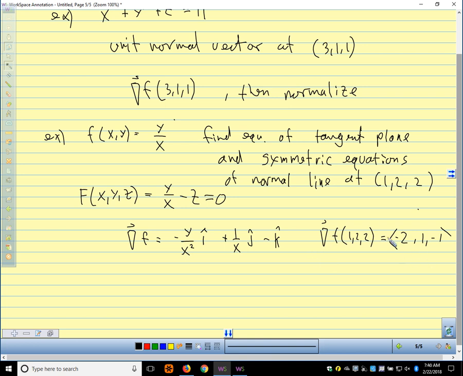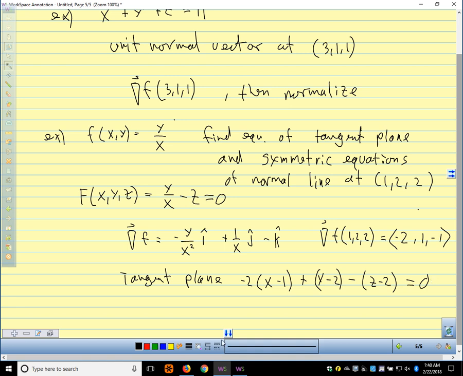So those are our direction numbers. We don't need to normalize, we don't need a unit vector to write the equation of our plane. So our tangent plane, this is a point on the surface. That's going to be a point on the plane. So we're going to have negative 2 times (x minus 1) plus 1 times (y minus 2) minus (z minus 2) equals 0. That would be the equation of our tangent plane.